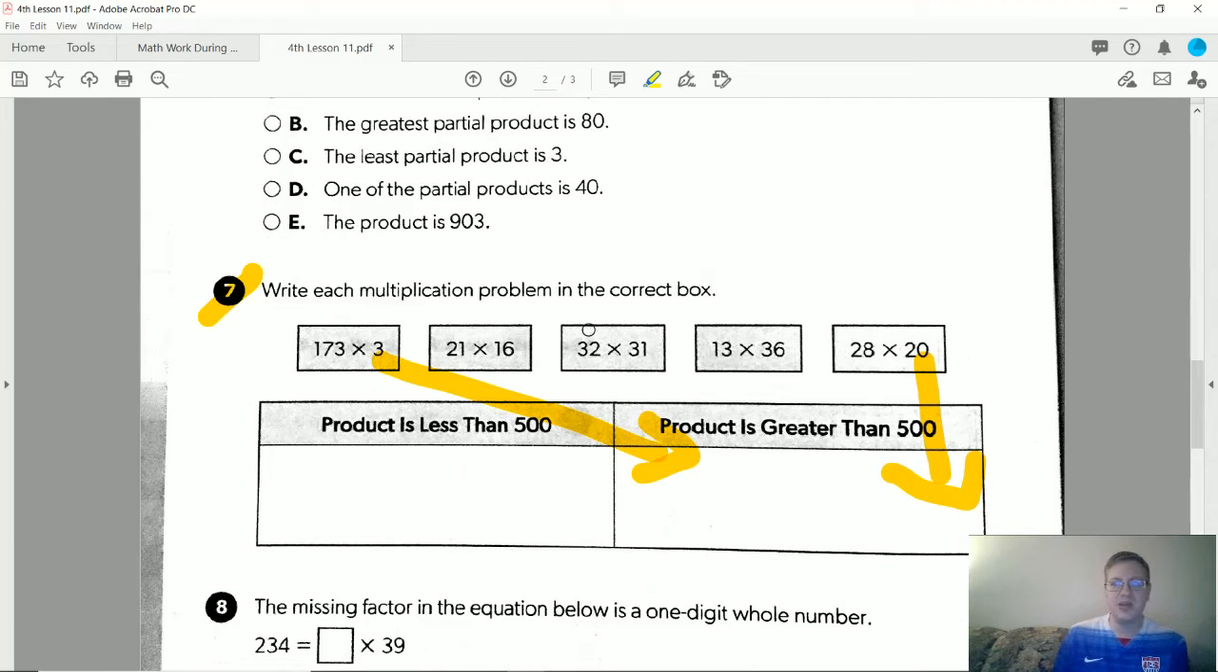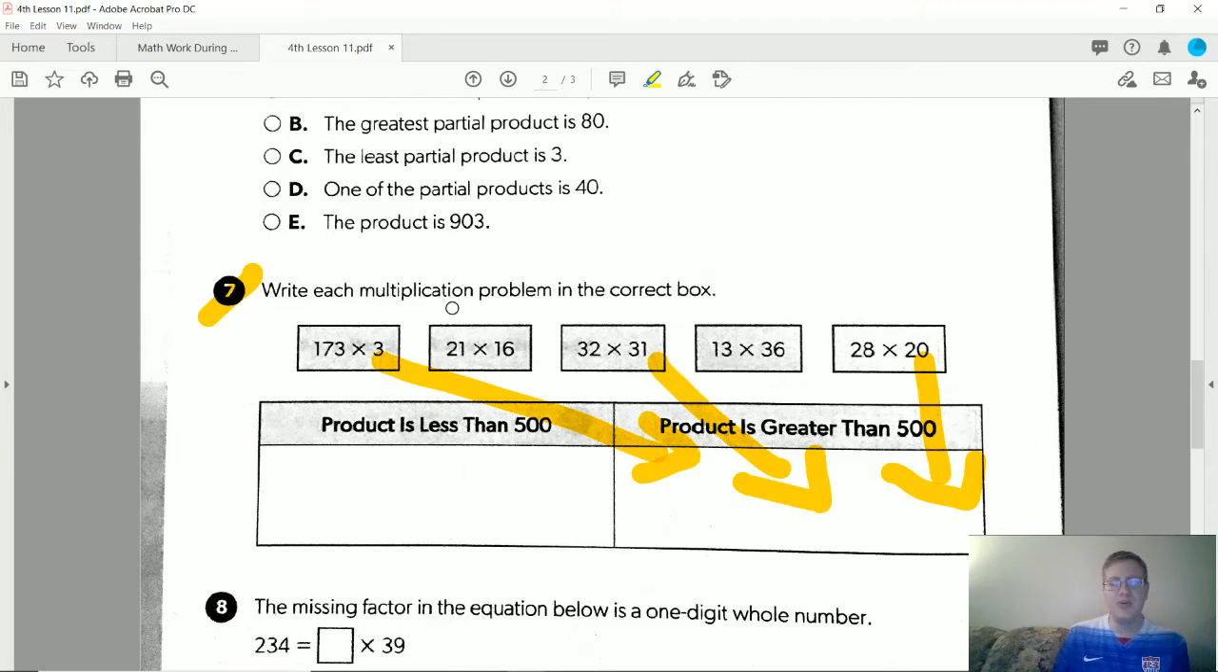If I do 30 times 30, I'm going to get 900, which is a lot larger than 500. So for those three, we probably wouldn't even need to write anything down. And I'm going to suggest that you probably don't need to write either of the other two down as well.